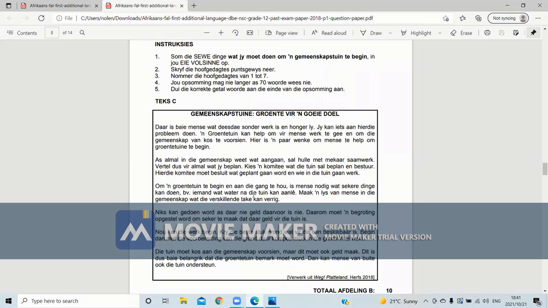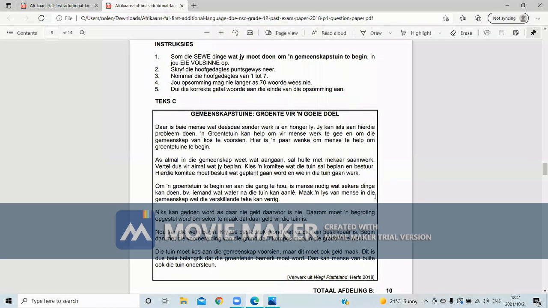Byvoorbeeld, iemand wat water na die tuin kan aanlê. So this says to start a vegetable garden and to keep it going, people with certain skills are necessary. For example, someone that can hook up the water to the garden.